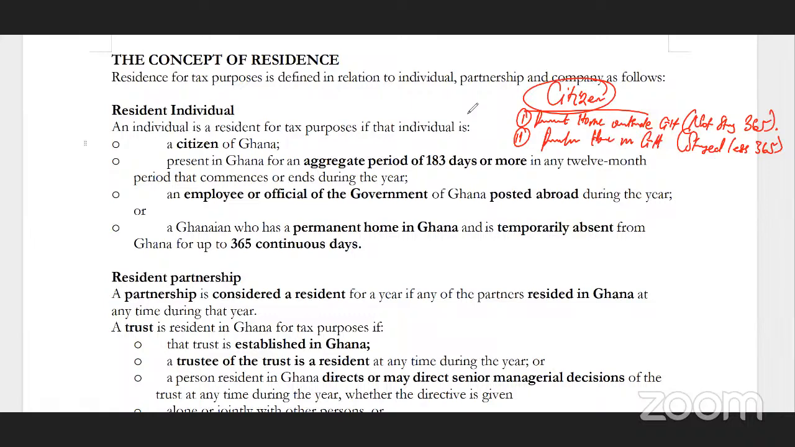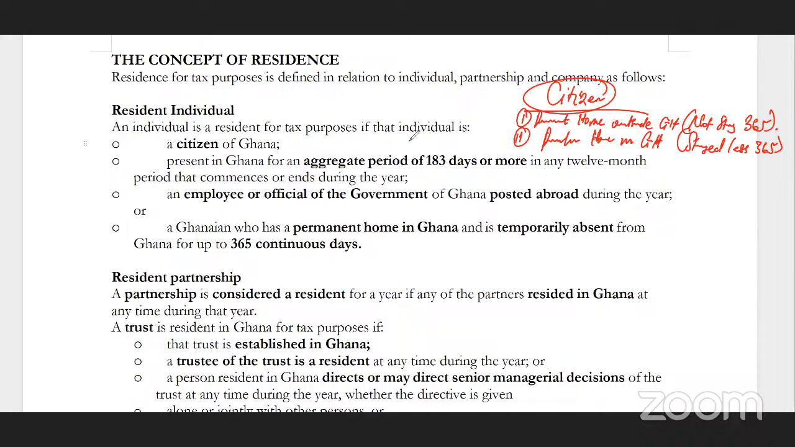If I have a permanent home in Ghana, but I temporarily was outside Ghana during the year, right? But I didn't stay up to 365 days. Let's say I stayed 15 days in Ghana during the year, but I stayed the rest in UK or Italy. Still, I'm resident. So far as we saw you in Ghana during the year, you are resident.